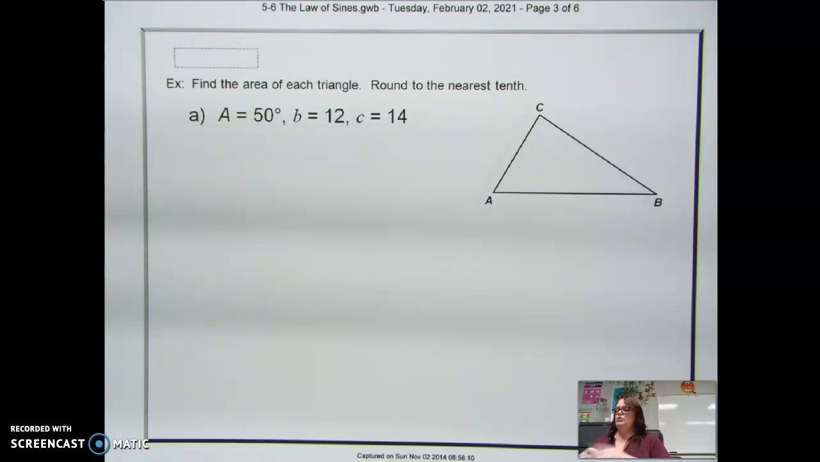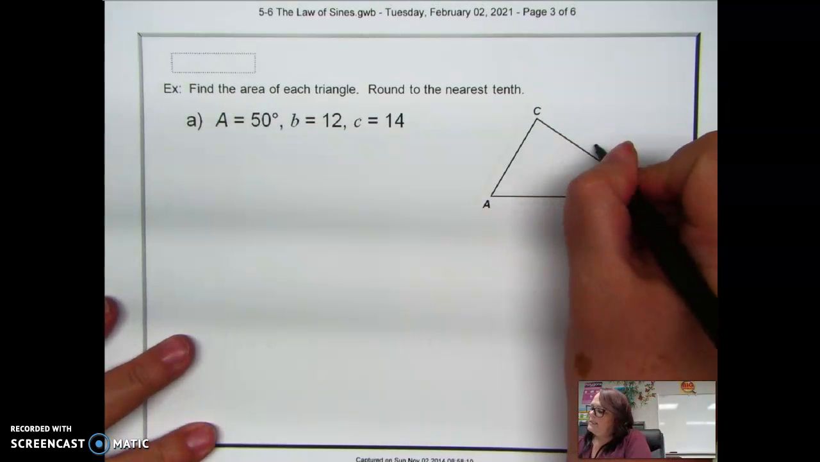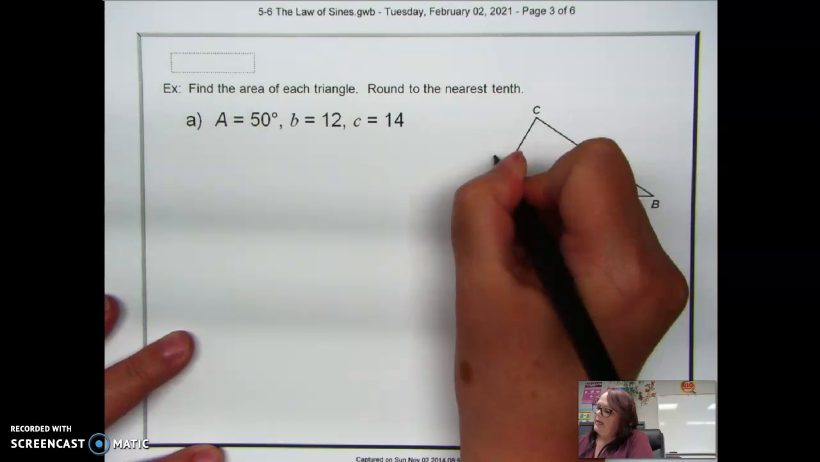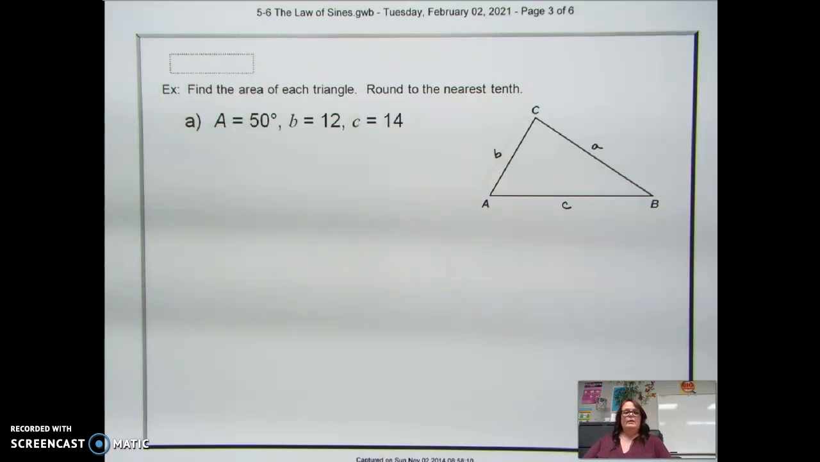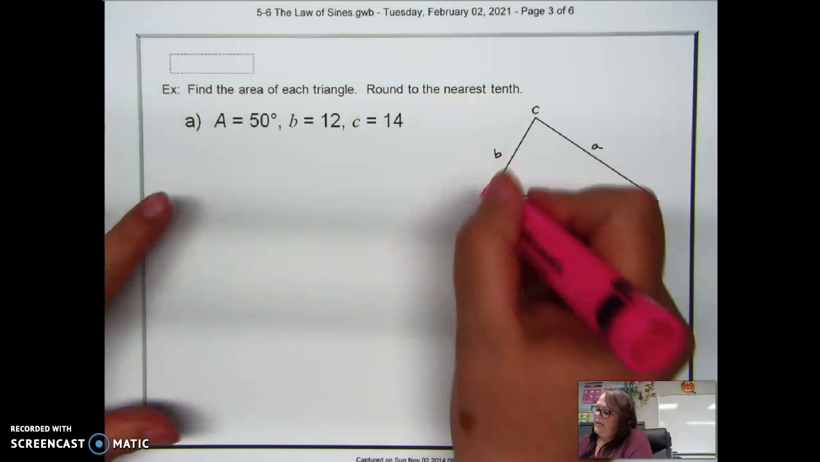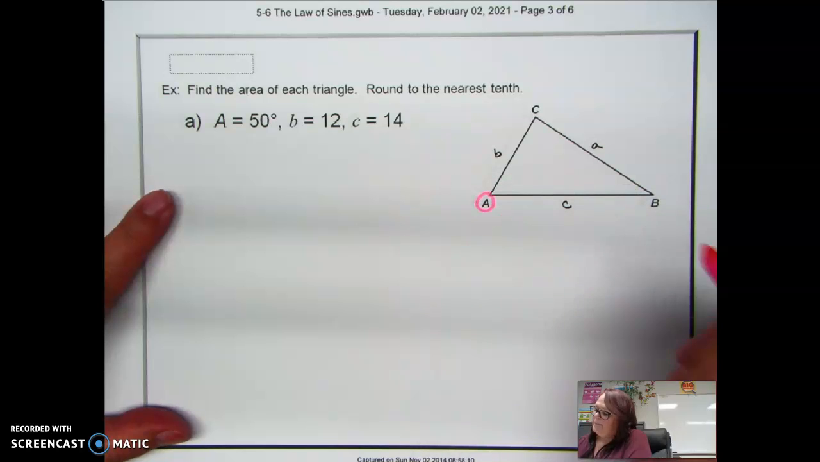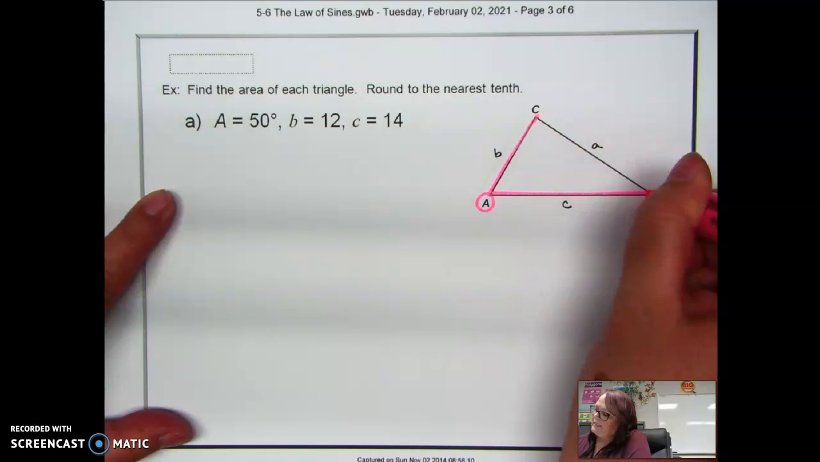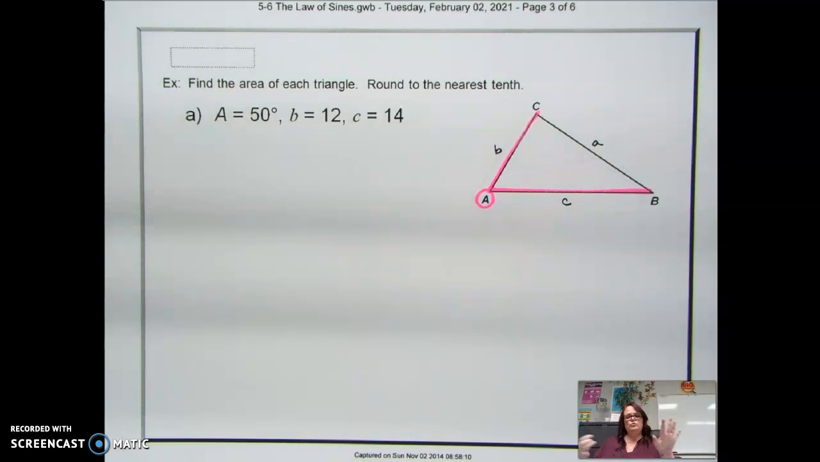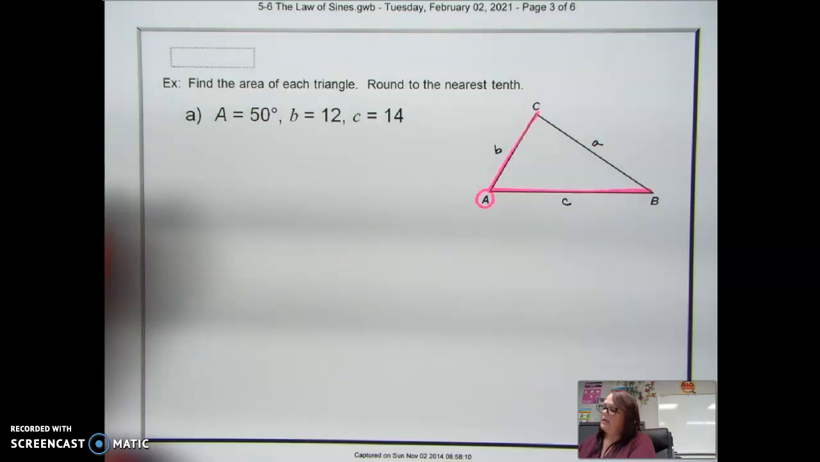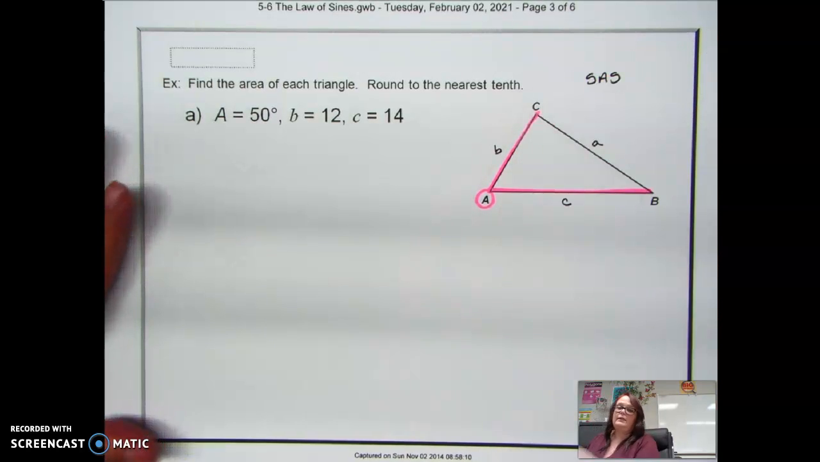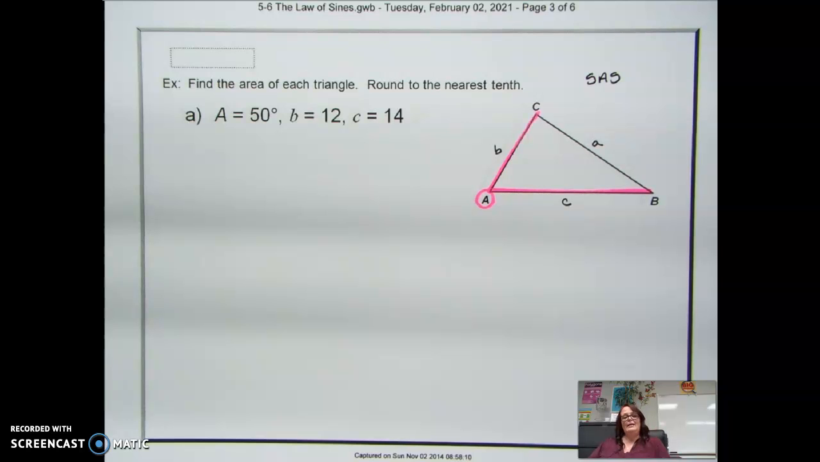All right, so in this situation, remember, little a is opposite big A, little c is opposite big C, and little b is opposite big B. So notice in these directions, they gave us the measure of angle A, they gave us the measure of b, and they gave us the measure of c. So if we were talking about two triangles possibly being congruent, do you see that this would be side angle side, two sides with an angle in between? So if I'm given a side angle side situation, then I can use this formula.